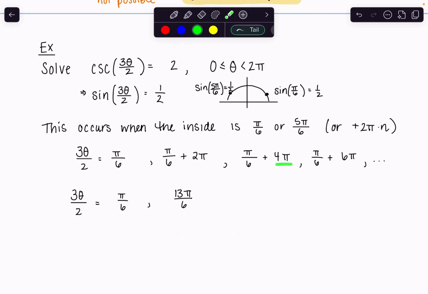When I add 4 pi, that would be 24 pi over 6. Adding 1 to that gives you 25 pi over 6. And then here, when I add 6 pi, that would be, let's see, 36 pi over 6. So adding one more, if that inside is 37 pi over 6, you have sine equaling a half. But then that list again continues on.